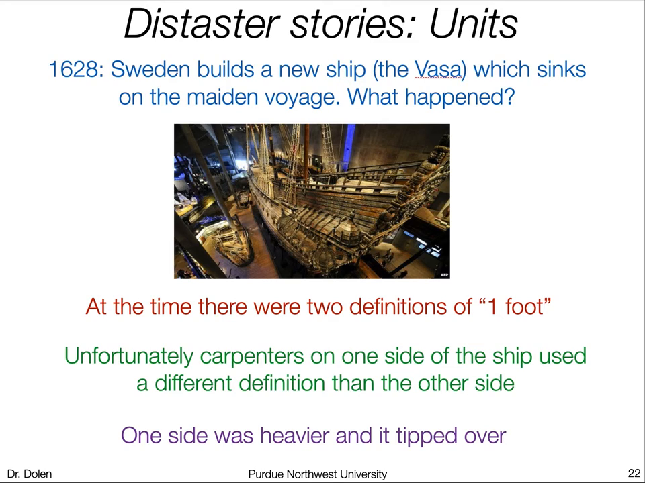What happened? Well, it turns out that they used two different definitions of a foot when they were building this ship. The carpenters on one side of the ship used a different definition than the carpenters on the other side. So it ended up the ship had walls that were much thicker on one side than the other, and so when it went out to sea, it just tipped over and sank. That's our first example of why we need to all agree on good units.